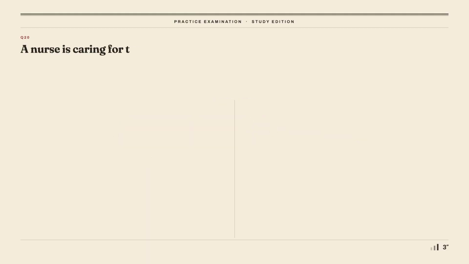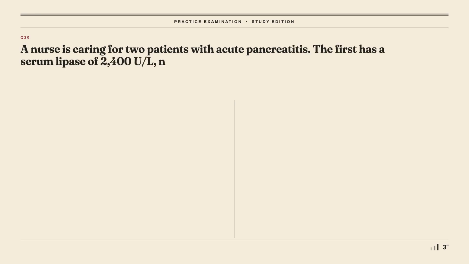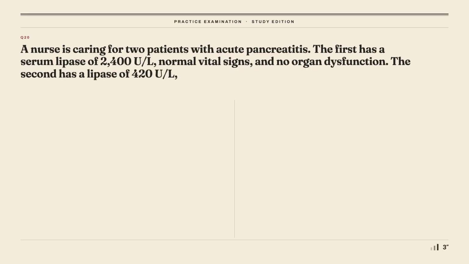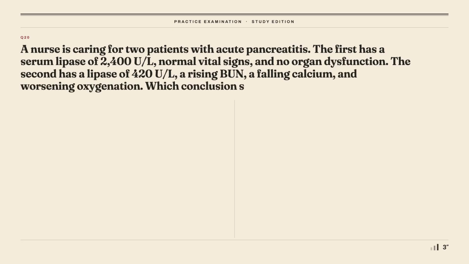Question 20. A nurse is caring for two patients with acute pancreatitis. The first has a serum lipase of 2400 U/L, normal vital signs, and no organ dysfunction. The second has a lipase of 420 U/L, a rise in BUN, a fall in calcium, and worsening oxygenation. Which conclusion should the nurse draw?